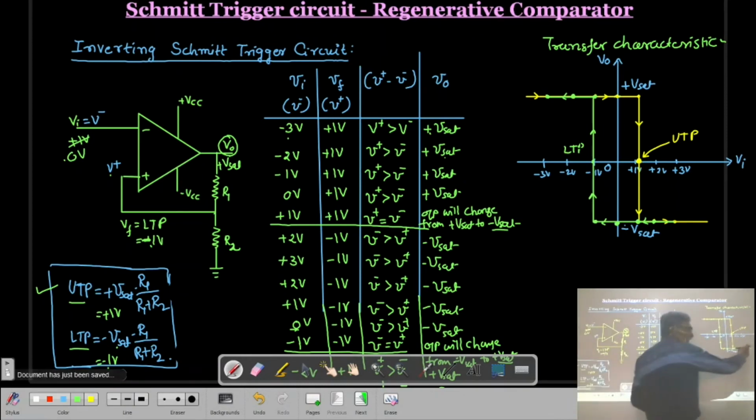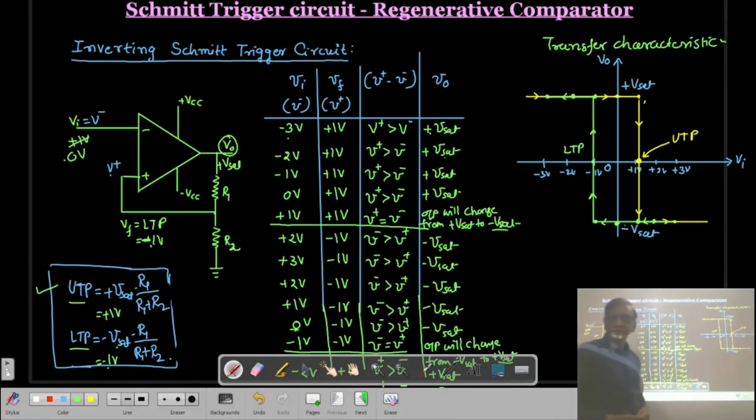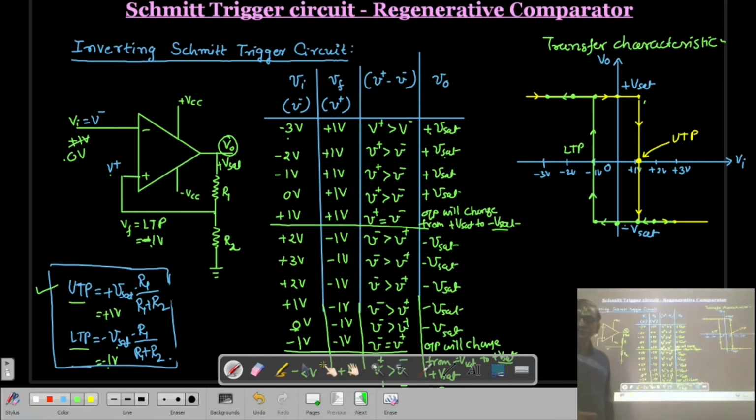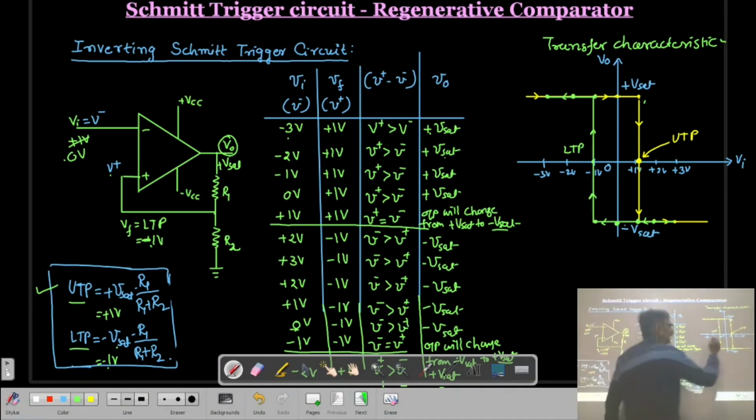Now, when you are decreasing the voltage, remember, at the same point it is not going to be triggered from minus V saturation to plus V saturation. It is going to be triggered at a different point where it is changing from minus V saturation to plus V saturation. So this graph is like a hysteresis curve, known as the hysteresis curve. I think in physics you already learned about the hysteresis curve, and this is known as the hysteresis width, which is represented by H.